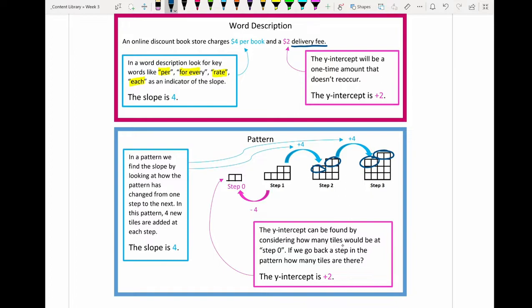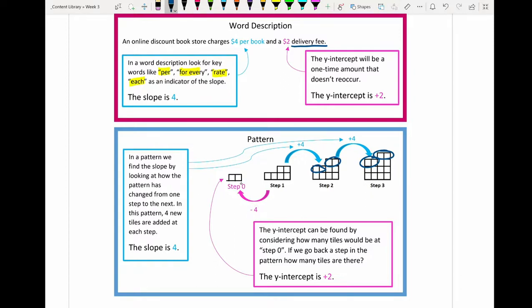To find the y-intercept, we need to consider how many tiles would be at step 0. Right? So step 0, remember, is our initial step, or our starting step. So sometimes we may have to go back a step. In this case, we kind of just reverse the pattern. So if we're increasing by 4 every time we increase a step, if I want to go from step 1 back to step 0, I'd reverse it, so I'd subtract 4.